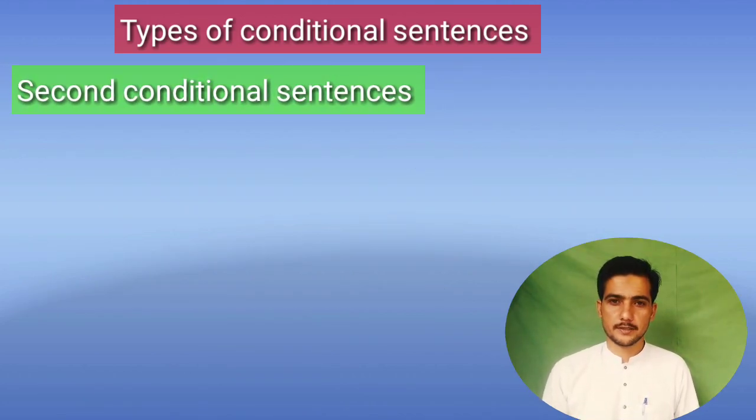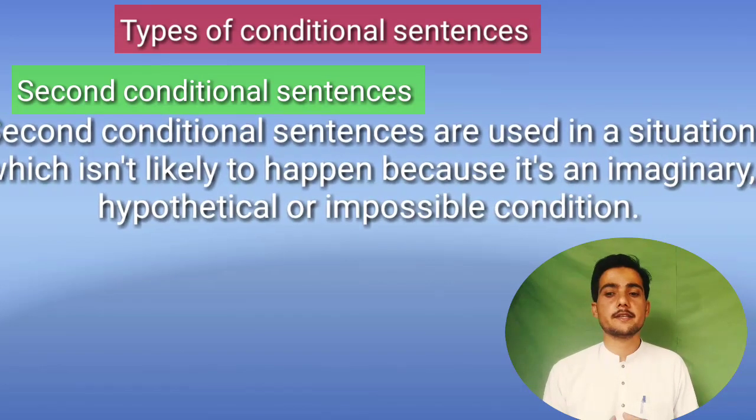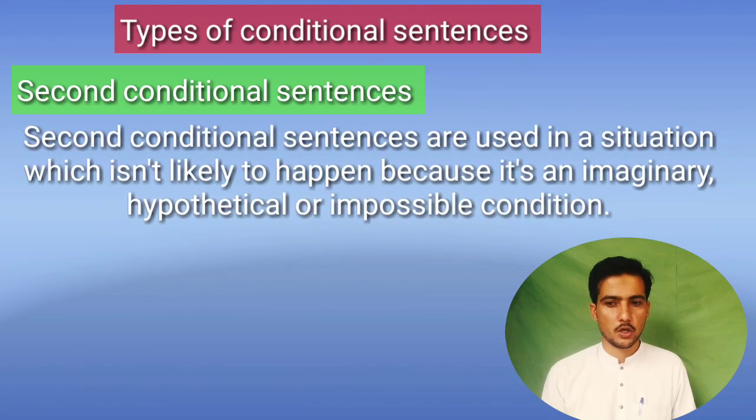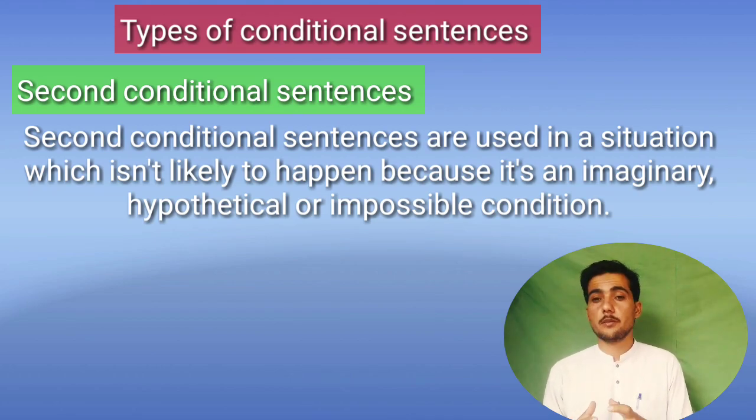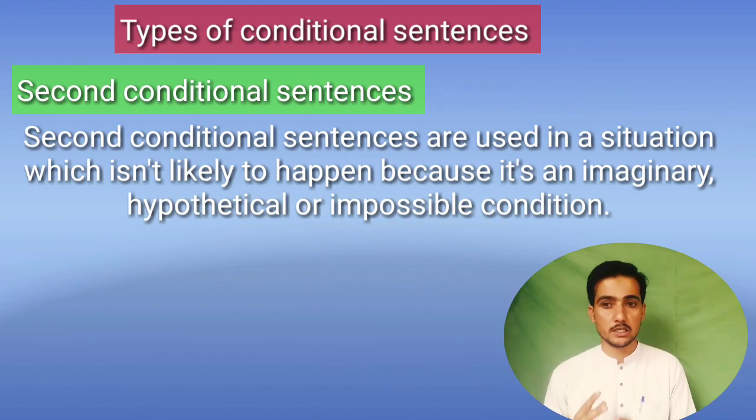Second conditional sentences. Second conditional sentences are used in a situation which is not likely to happen, because it is an imaginary, hypothetical, or impossible condition. In simple words, second conditional sentences are those sentences which can be used in a situation which cannot be attained, because it is an imaginary or hypothetical or impossible condition.